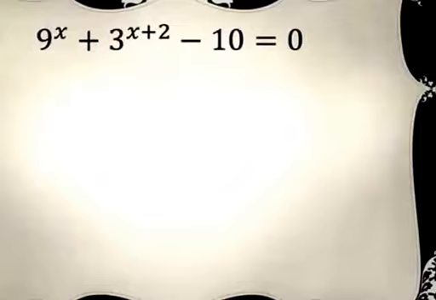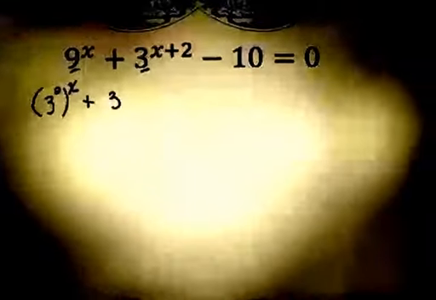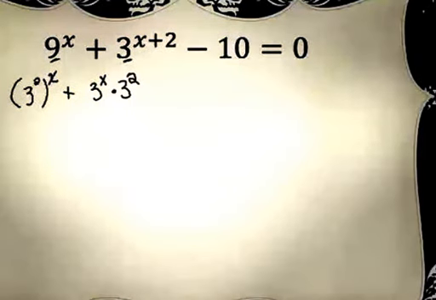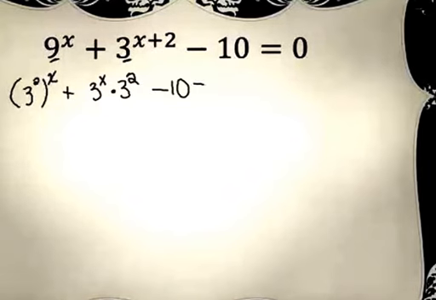Let's continue with the same idea. I notice that I have a base of 9 and a base of 3. I need those to be the same. Well, I know that 3 squared is 9. So I'm going to have 3 to the second to the x plus. Now remember, when we're adding, it's the same thing as multiplying. So this is the same thing as saying 3 to the x times 3 to the second, because remember, when we multiply, we add the exponents. Minus 10 equals 0. Now I notice that I have 3 to the second.